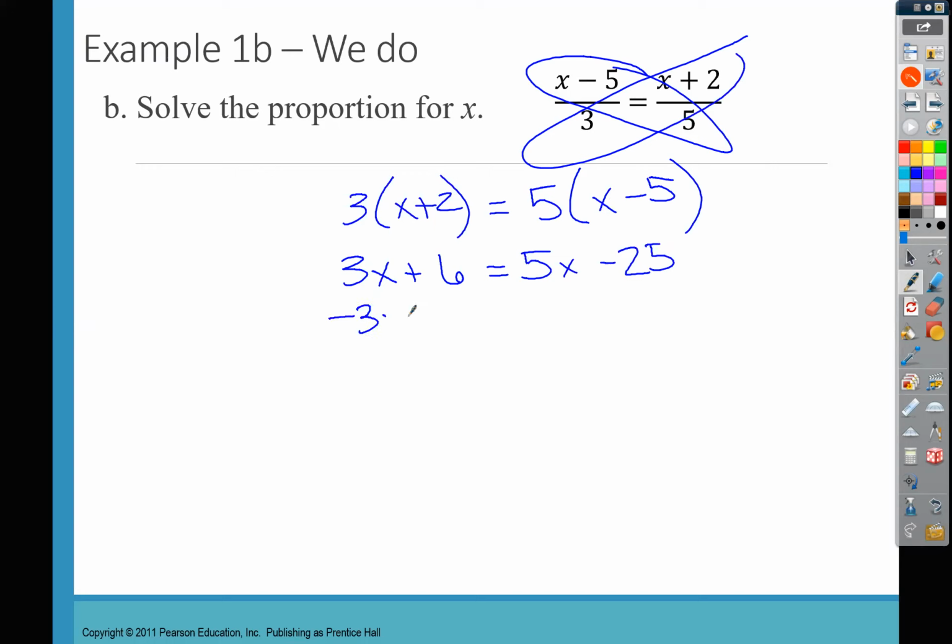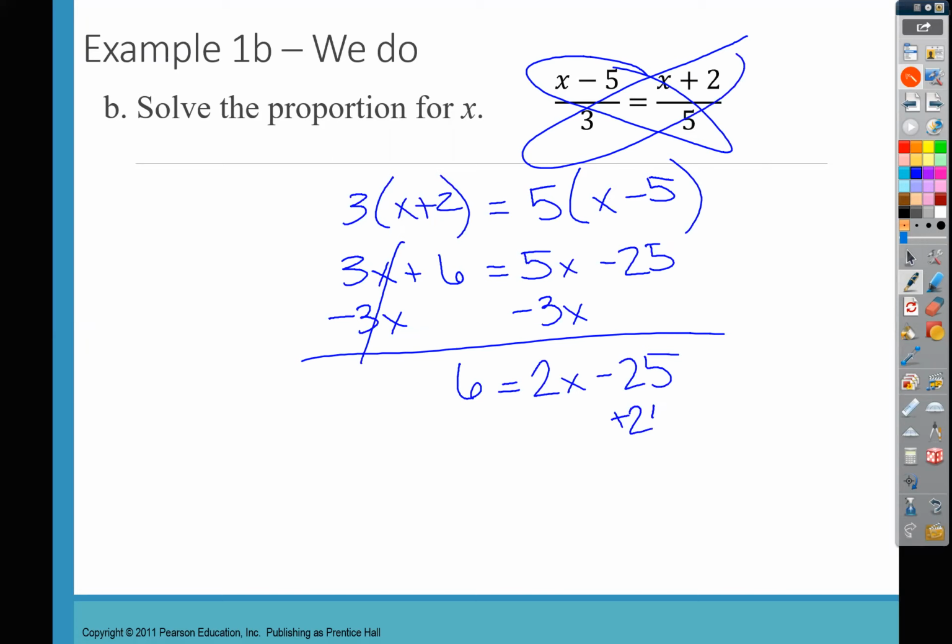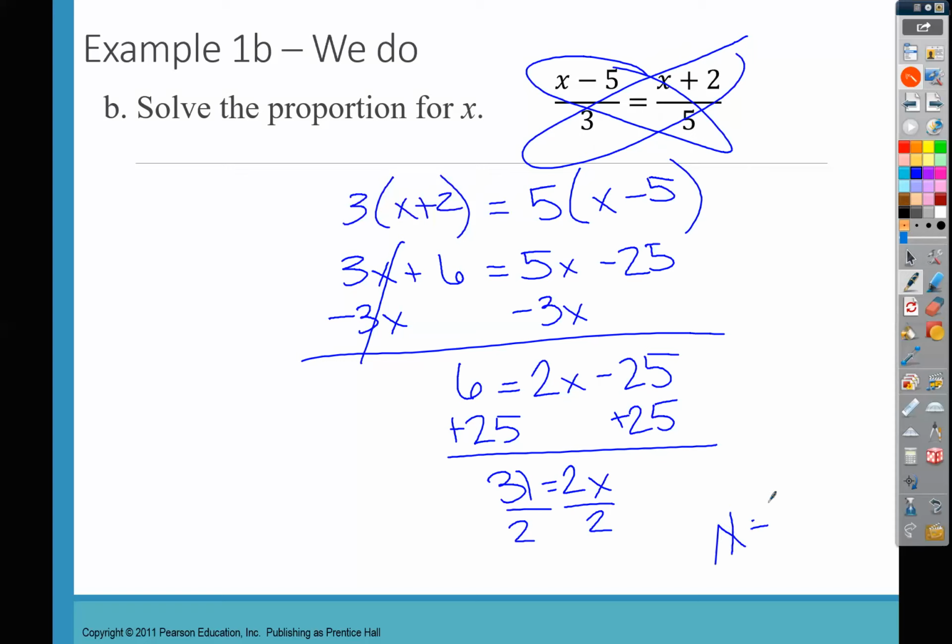Combine like terms, so I'd subtract the 3x from both sides. Now we get 6 equals 2x minus 25. Add the 25 to both sides, and you would get 31 equals 2x. Divide both sides by 2, and you get x equals 31 over 2.